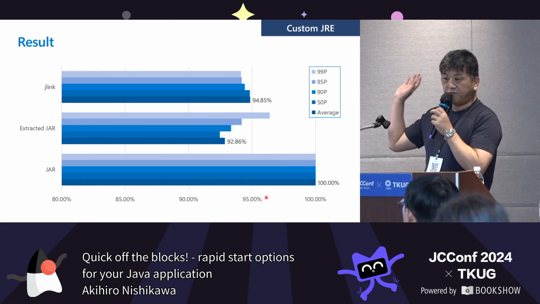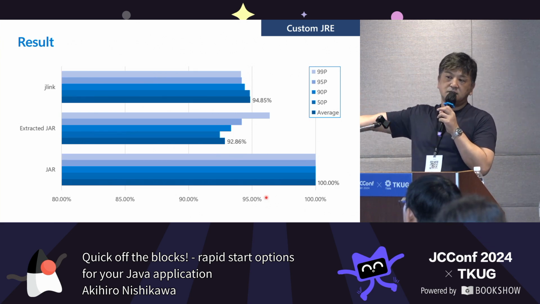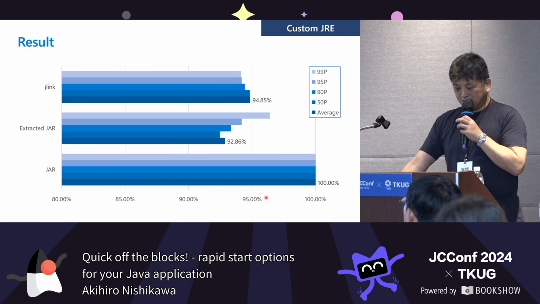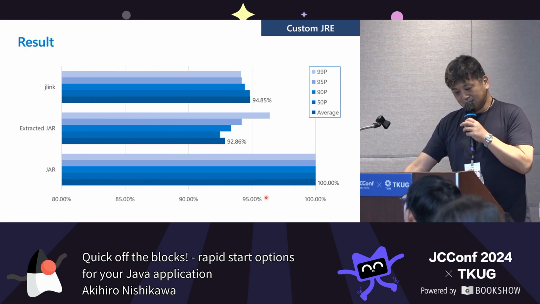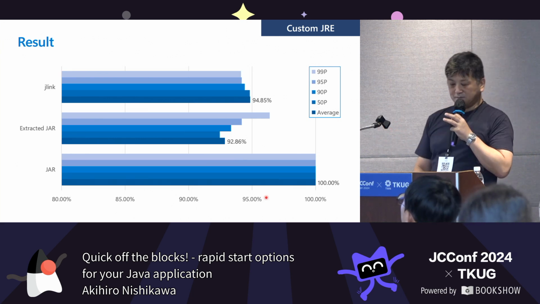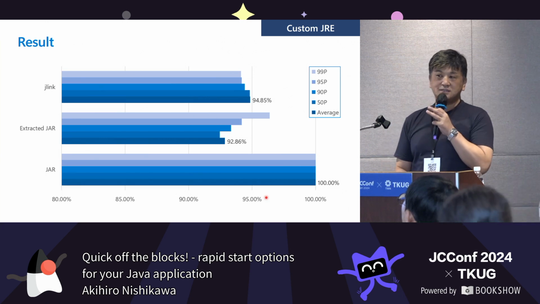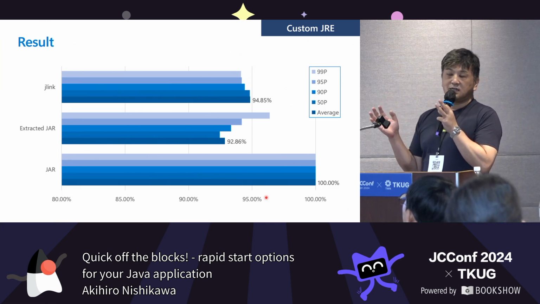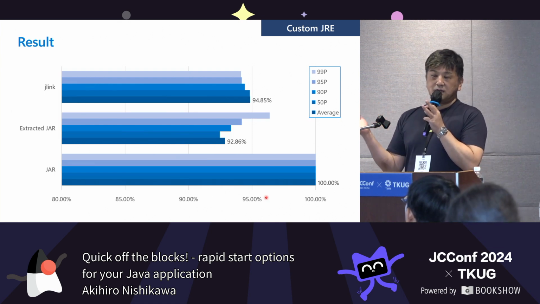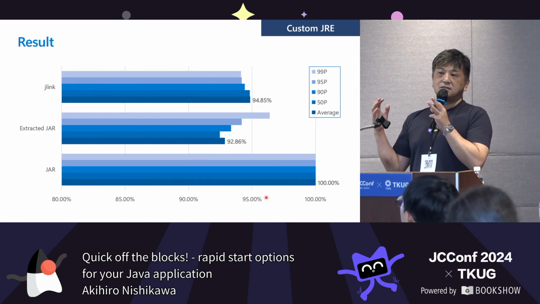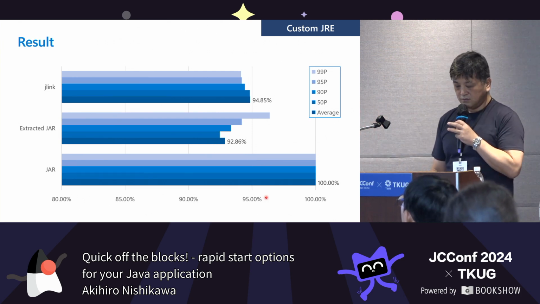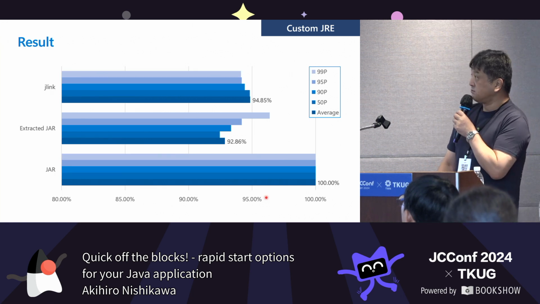So that's a 5% gain. But this performance is poorer than the executable jar. This is because jlink reduces the JRE's class files, not the application's, so it does not reduce the time to load application classes. So this is a reasonable result.